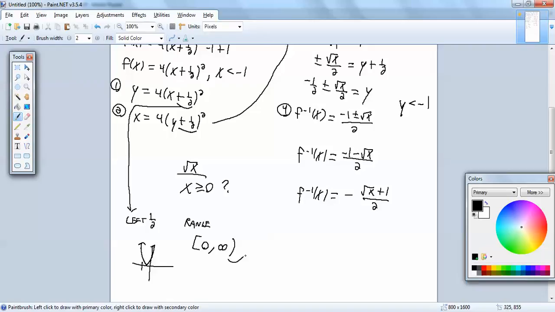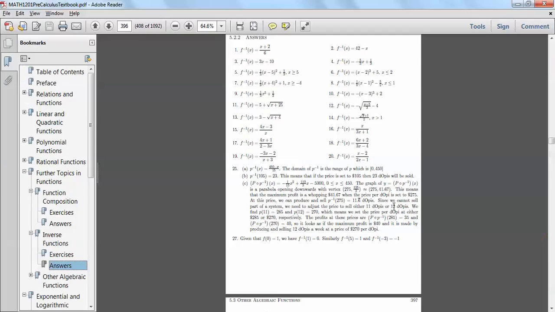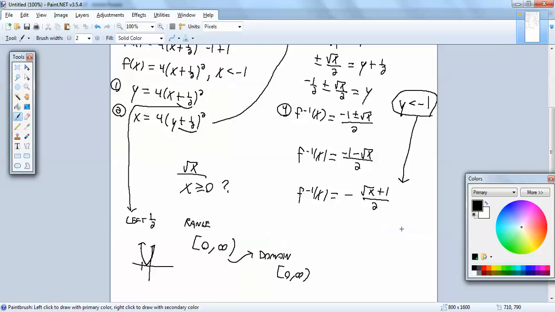So normally we'd say, well, that's our domain. Our domain is got to be from 0 to positive infinity. But if we look at our range was y is less than negative 1. And if I were to put 0 in here, we get square root of 0 is 0 plus 1 is 1. That's negative 1/2. And we're specifically saying it's got to be less than negative 1. So that's why in their answer they say x is greater than 1.